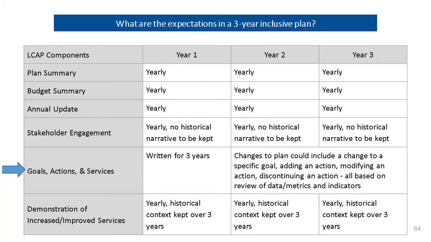As you can see in this chart, the key place where this is evident is in the section including goals, actions, and services. If an action or service is planned to continue over a 3-year period, that can be indicated in this section. As you can see, the plan summary and budget summary are completed annually, as is the annual update. Stakeholder engagement is also addressed annually, as is the demonstration of increased or improved services. However, the historical context for this section is kept over the 3 years.